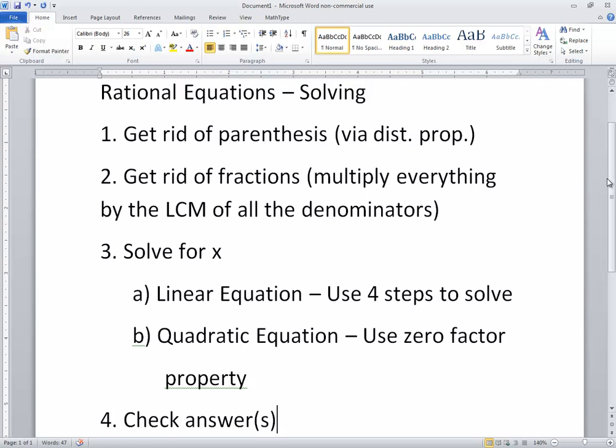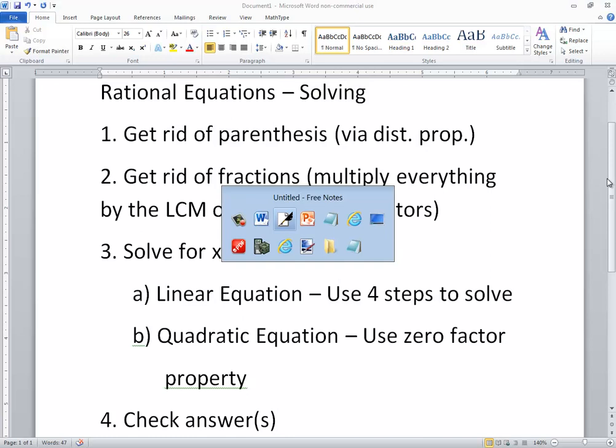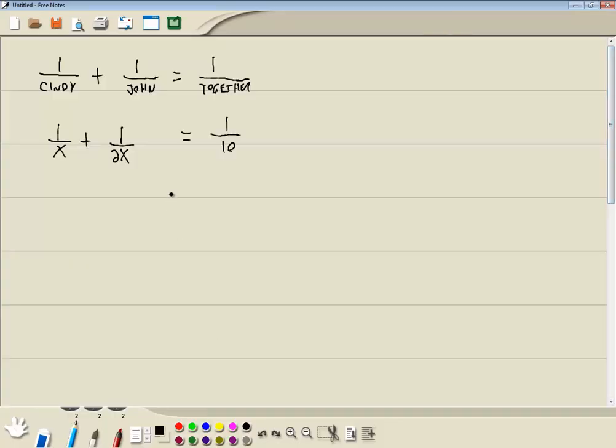Okay, so let's take a look at this. First step, get rid of parentheses. Don't have any. Second step, get rid of fractions. Multiply everything by the LCM of all your denominators. Let's first start with 2 and 10. Even though it's pretty trivial, I'll come over here and show it. Find the LCM of 2 and 10. Because what's trivial to one person isn't necessarily trivial to every individual. They need to see this.